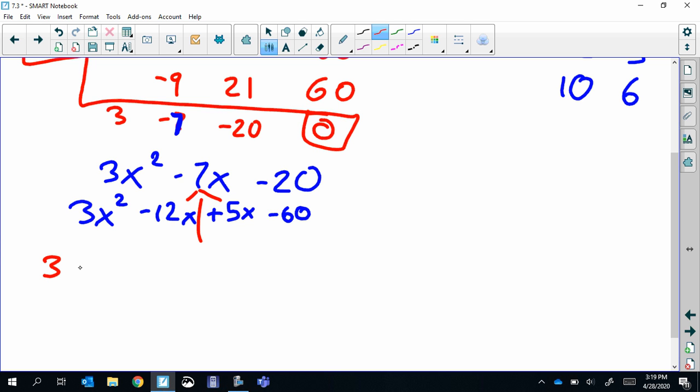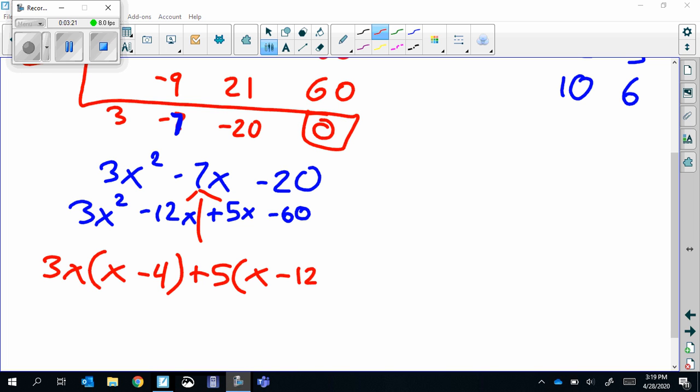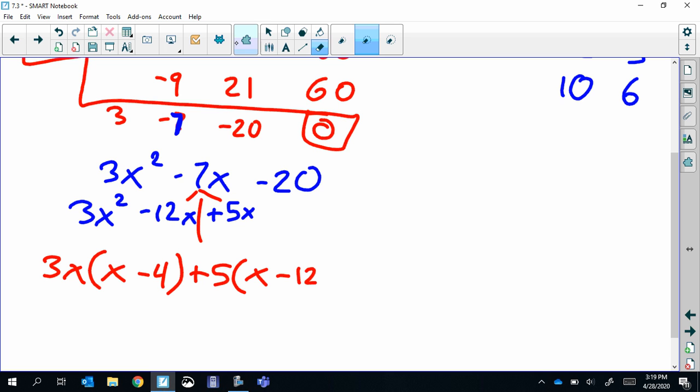We can take out a 3x. And then here we can take out a 5. Uh-oh, I think I messed up here. Hold on a second. Yep, I just wrote the 60 there, and I didn't mean to. I wanted to keep the -20. So we keep that as a -20. I just meant to write off that -60 for a moment, and then I messed myself up because I wrote it in the wrong spot.